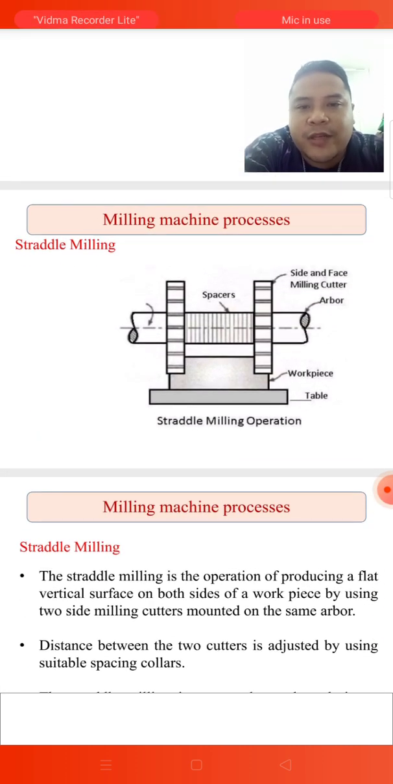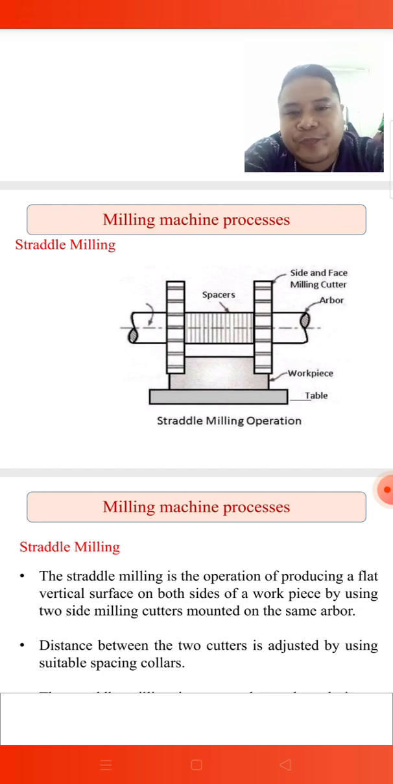Okay, straddle milling process, sorry. As you may see in the illustration, we have two side milling cutters mounted on the arbor. We have spacers in the middle. We need the spacer to separate the distance between the two mounted side milling cutters on the arbor. And as you may see, we have the workpiece. It only cuts the left and the right side of the workpiece. Nothing is cut in the middle because there is no cutter mounted there, only the spacers.